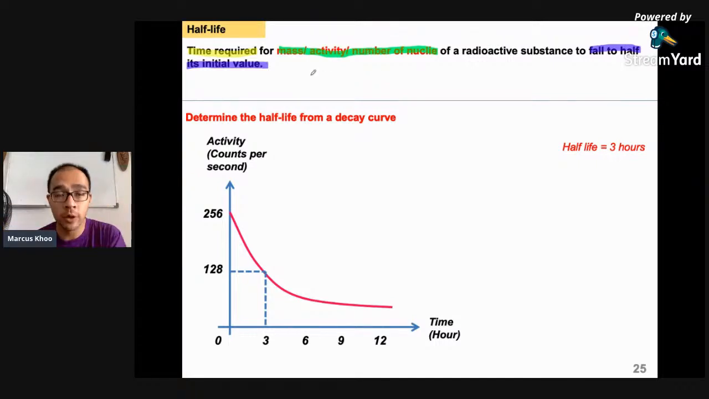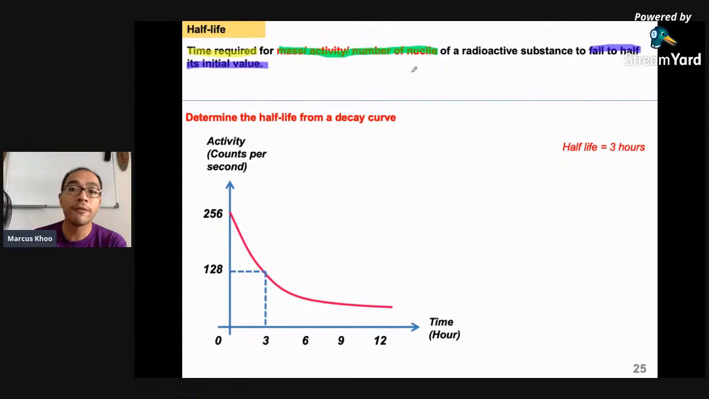100 grams, 200 grams, or the activity. Activity is a very new kind of unit now. If you remember our Geiger-Müller tube just now, the unit for the radiation is considered as counts per second, how much radiation per second. This is known as the activity. It's not that kind of activity, but the activity of the radioactive substance, otherwise known as the counts per second, or the number of nucleus.